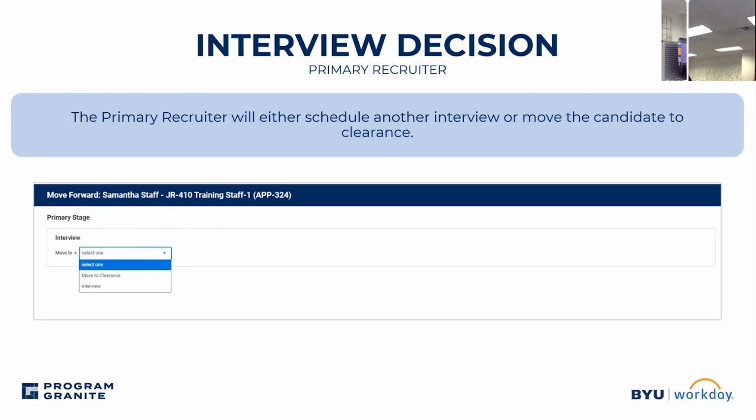Like Spence was talking about, an interview decision needs to be made. This is done by the primary recruiter, who has a few options. They can disposition the candidate, or they could move the candidate forward to clearance, which we're going to talk about in a minute. That's the background check, ecclesiastical, or they could schedule another interview. You can schedule as many interviews as you'd like in Workday.